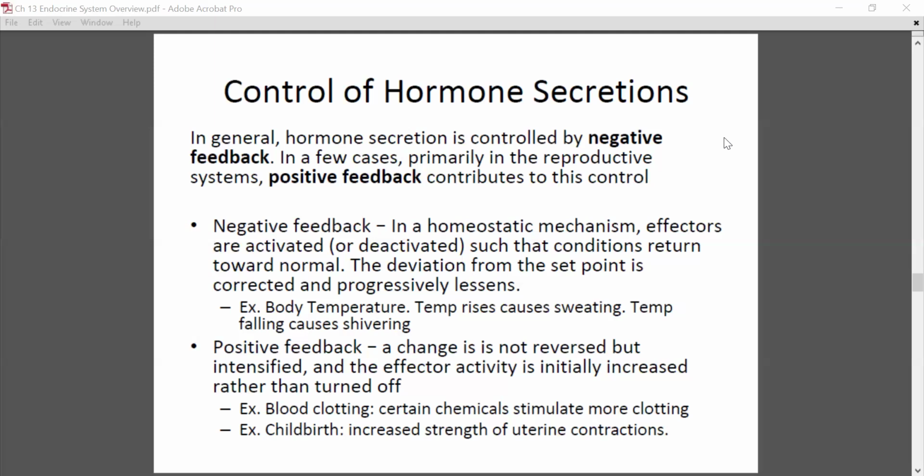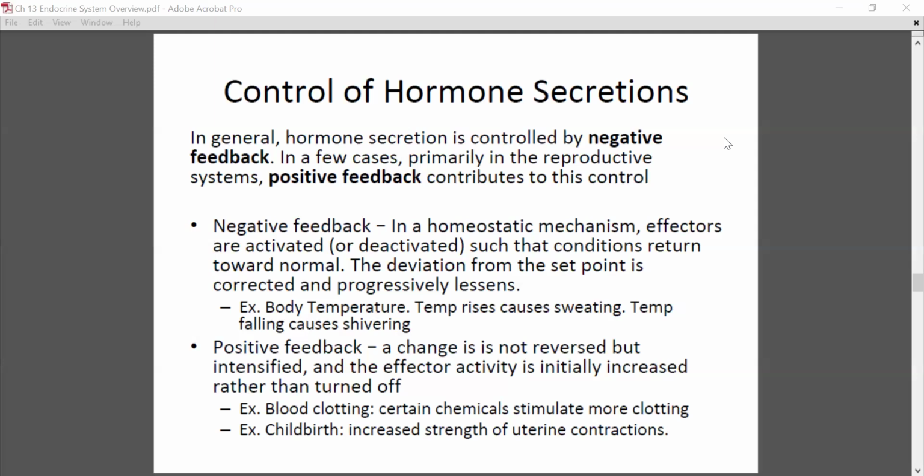So negative feedback in a homeostatic mechanism, effectors are activated or deactivated such that the conditions will return toward normal. The deviation from the set point is corrected and progressively lessens. So what that means, our body has a set point or a range of whatever we're talking about. So let's say that we're talking about sugar levels inside the bloodstream.